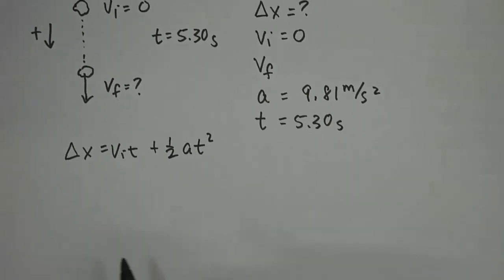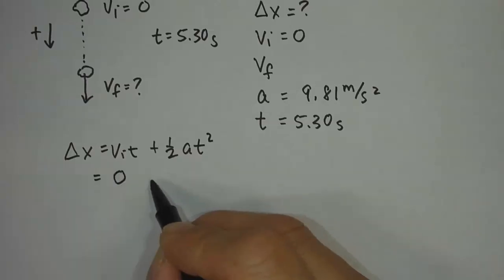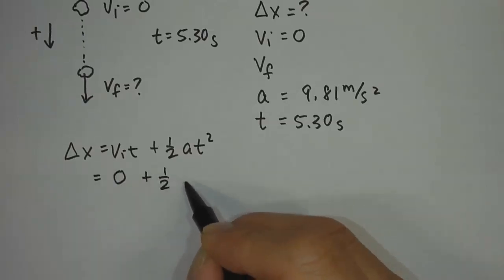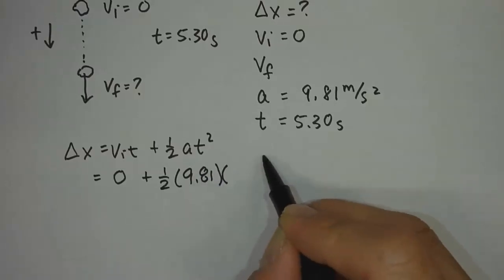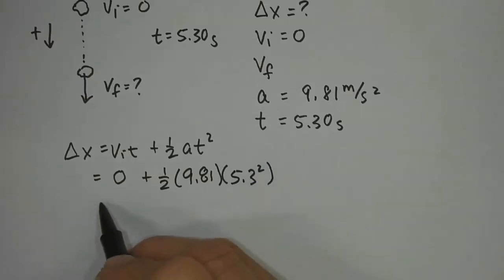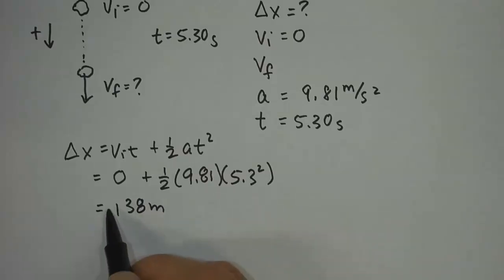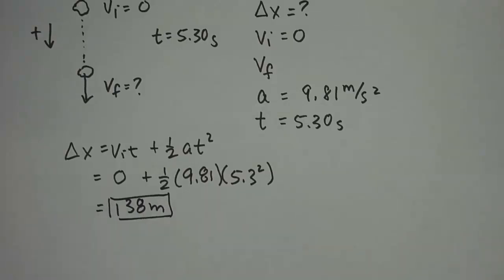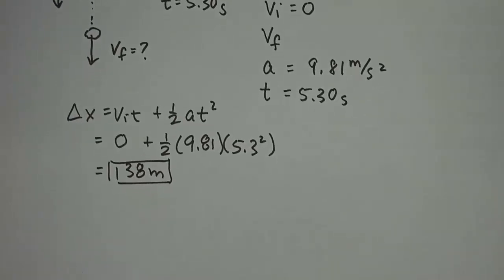So now I'm just going to do a substitution. vi is 0, so that's going to be 0, plus 1 over 2 times 9.81 times the time, 5.3 squared, and I get 138 meters. So that is my displacement. That's how far this object fell over the course of the 5.3 seconds.